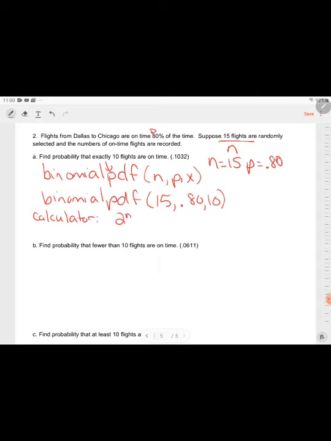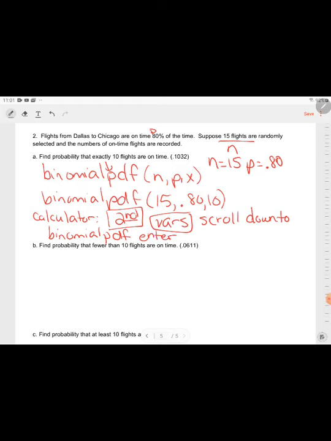So on a graphing calculator, we're going to do second vars, second button, vars. And you're going to scroll down to binomial PDF. On my calculator, it's capital A. On others, it might be a little different. And then we're going to fill in the information. So we're going to do second vars, scroll down to binomial PDF. We're going to hit enter. And then if we have an 83, we type in 15, comma, 0.80, comma, 10.